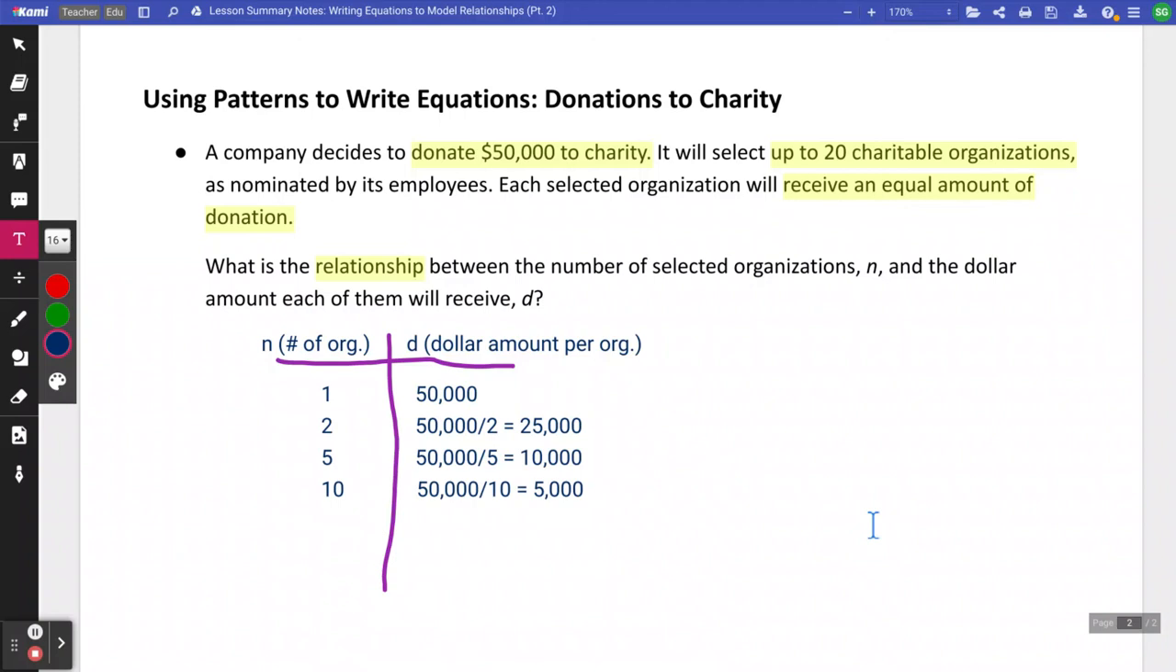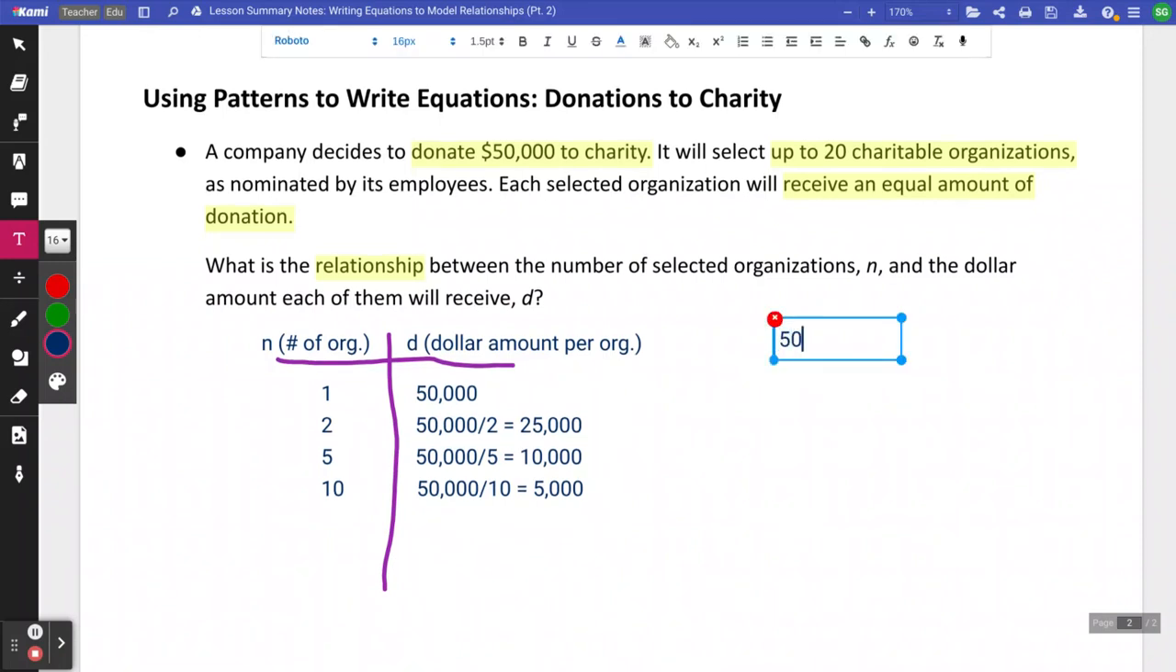Hopefully the first pattern that's sticking out to you is that math we had to do every single time to figure out what D was. Notice every single time I was using division, it means I can write an equation with division in it. Each time I was taking that total money they had and dividing it by something. That number I was dividing it by changed depending on how many organizations, how many charities they were donating to. Every single time I was taking that $50,000 and dividing it by the number of charities.